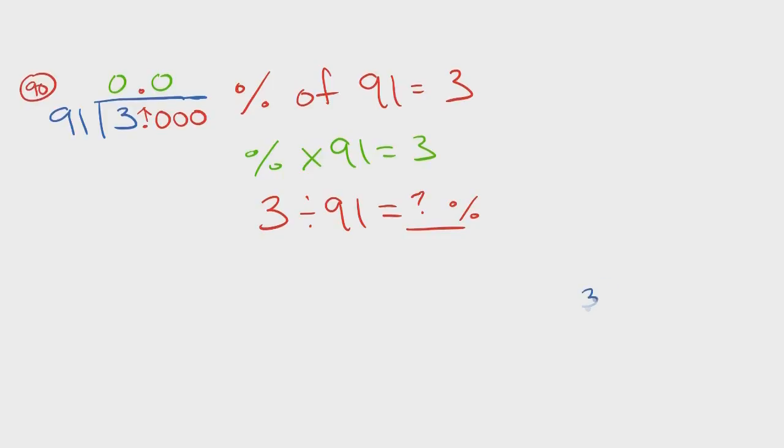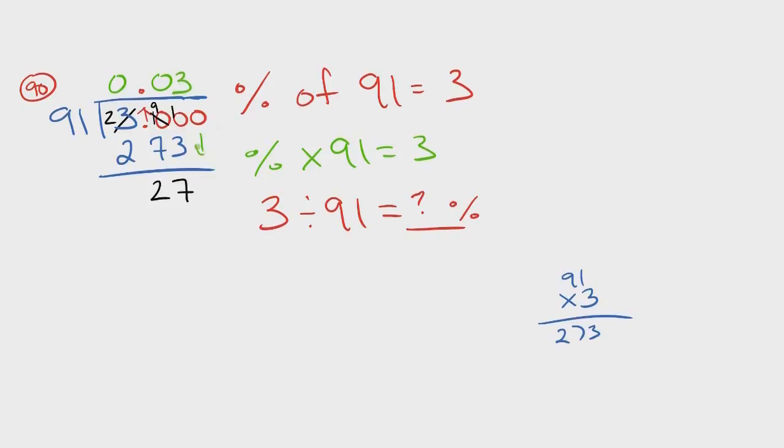So over here, I'm going to do 3 times 91. 3 times 1 is 3. 3 times 9 is 27. I'm going to get 273. I'm going to subtract. I'm going to need to borrow from the 3. It becomes a 2. The 0 becomes a 10. Change it to a 9 because I'm going to borrow again. 10 minus 3 is 7. And 9 minus 7 is 2. This was correct. So we are going to put a 3 up here. And now we bring down the 0 and we get 270.